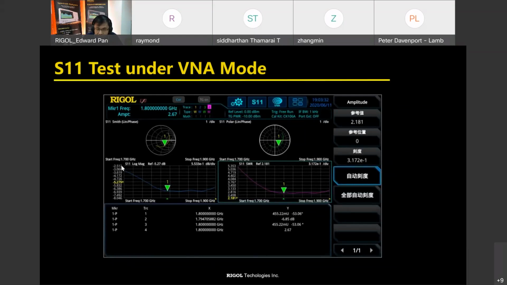So you can also get the S11 curve or the SWR curve here. Yeah, so it is very important. And I will have a live demonstration for all of you after the presentation.